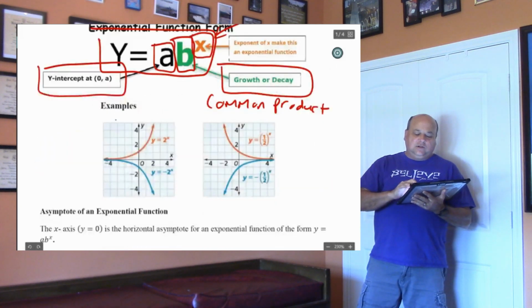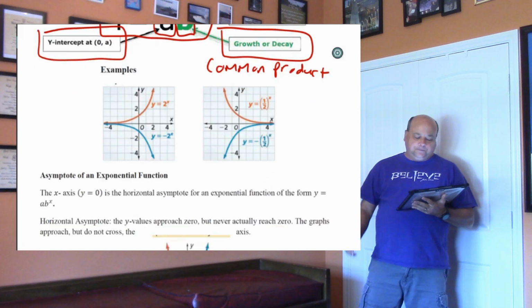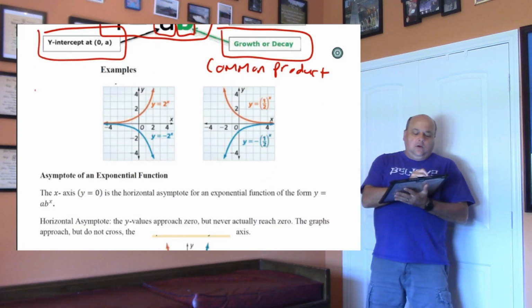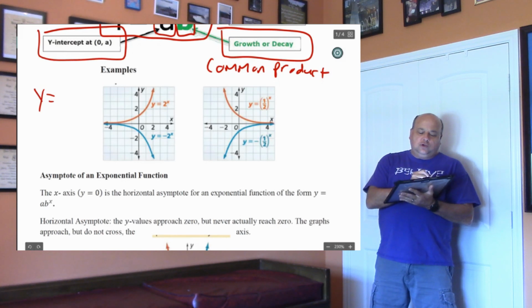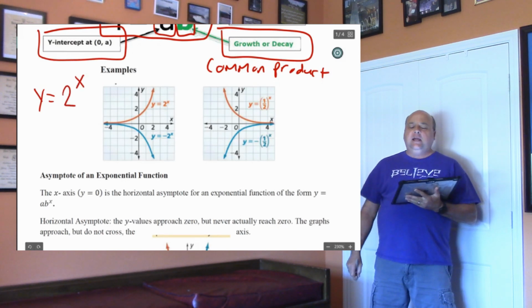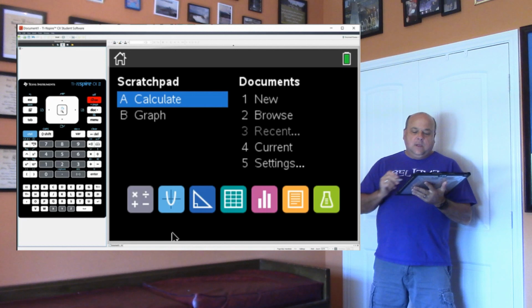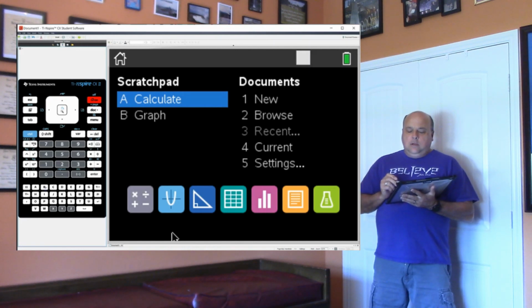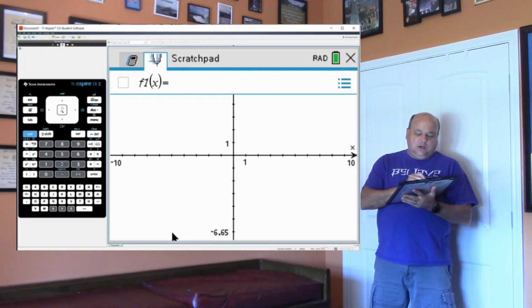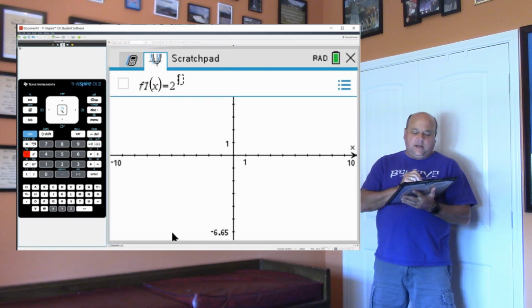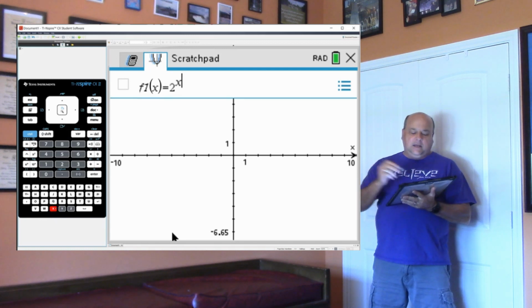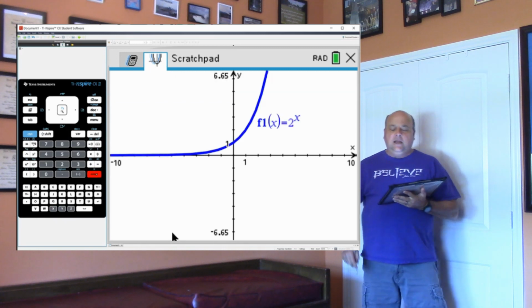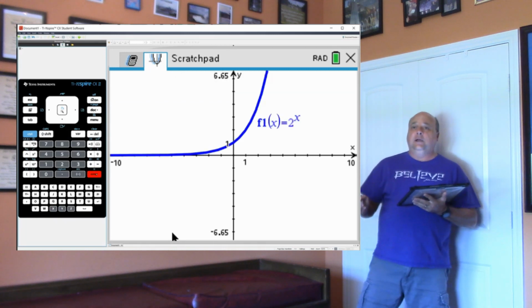Now then, let's look at what happens when we graph this. Let's graph y equals 2 to the x. And just do that on your calculator. So if we do that on the calculator, we're going to go to graph b. And then just type in 2, hit the up button for the caret, or for your exponent, then x. So y equals 2 to the x, okay? Hit enter.